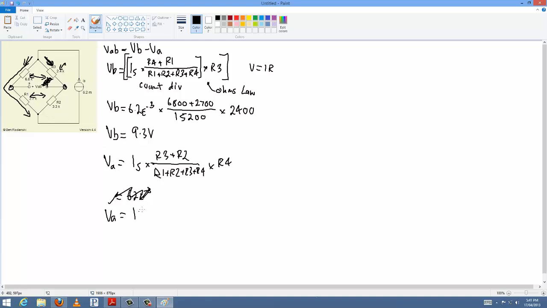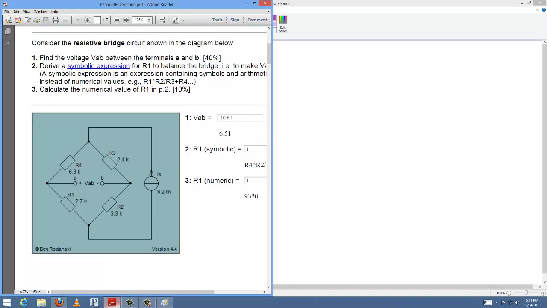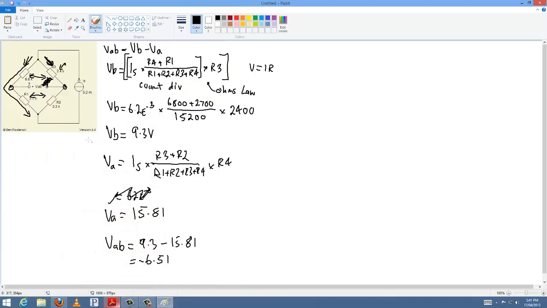And now that is 15.81. Now VAB equals 9.3 minus 15.81, which equals negative 6.51. If we go to check here, that is indeed the answer. Thank God.